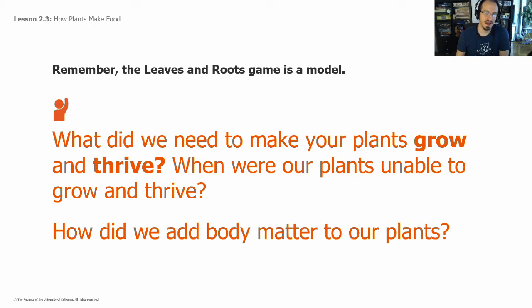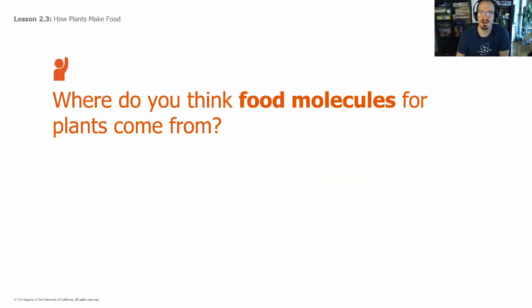All right, so as you saw in the video, we were able to grow and thrive only when we had all 3. We had carbon dioxide, sunlight, and water. We weren't able to add any roots when we were missing one of those things. And in our game, usually it was water that was missing. And then we added body matter to our plants. We added roots and leaves by trading in those 3 things, the sunlight, the carbon dioxide, and water, and turning it into body matter. So where do you think the food molecules for plants actually come from?